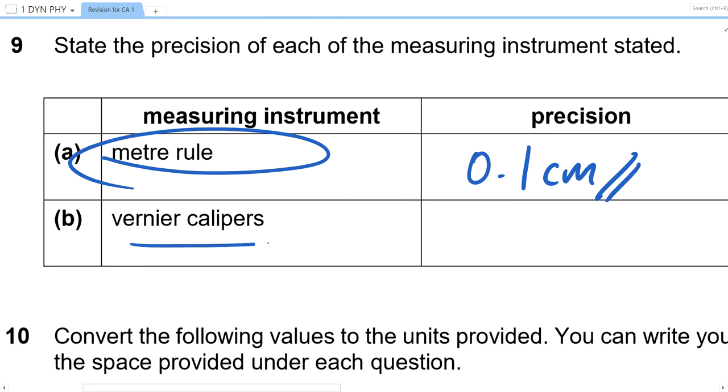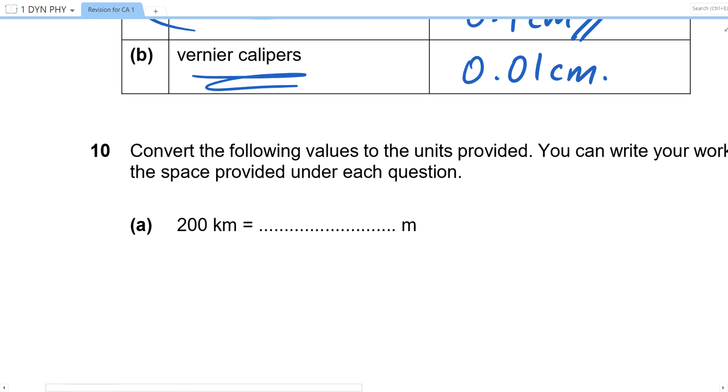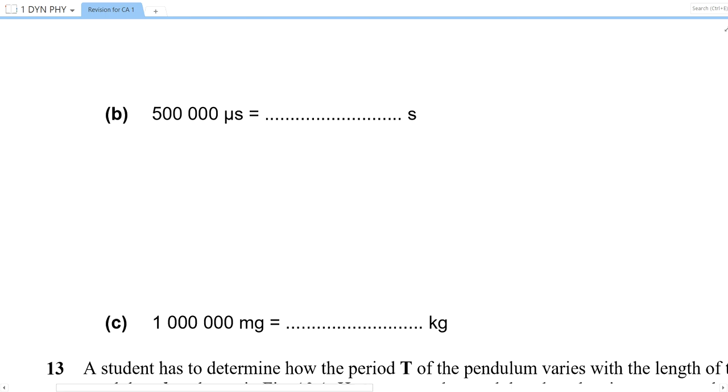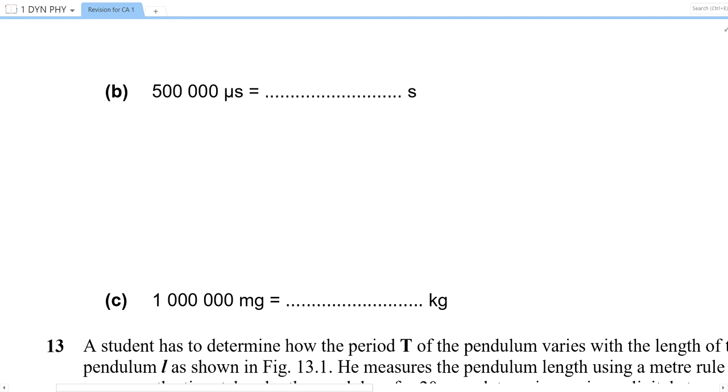Now, vernier calipers, is it more powerful than the ruler? Yeah, it is. So do we expect the precision to be higher? So what will the precision be? See, if you know the precision of a ruler, you know the precision of a vernier caliper straight away. Now, conversion. Part A. Do you need me to go through? No, primary school maths. Part B. Need me to go through or not? Yes, again. Same type of the question, right?